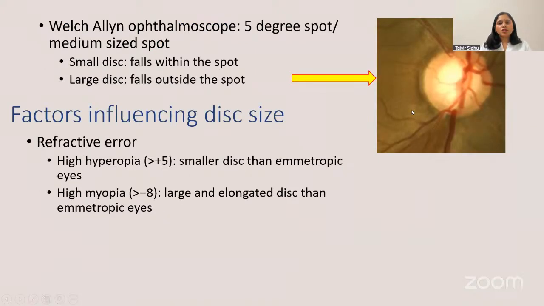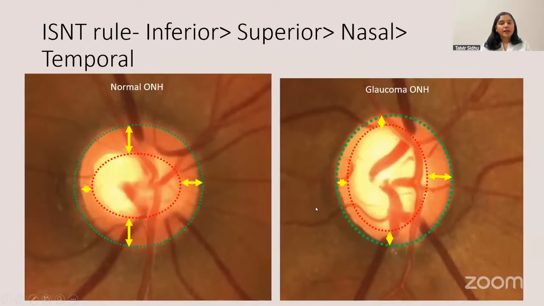Also, you can check the size of the disc with the help of the Welch Allyn 5 degrees medium size spot. The small disc falls within the spot and the large disc falls outside of the spot. In people who have hyperopia, they usually have small discs. In people who have very high myopia, they usually have a very large or elongated disc. And why is that important?